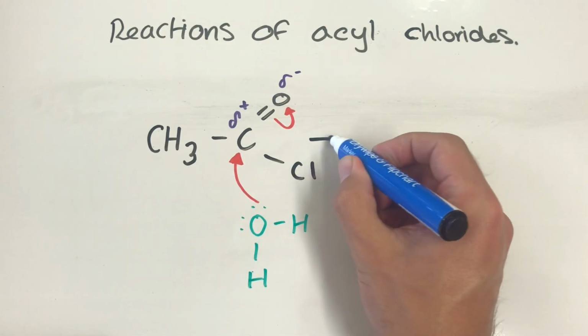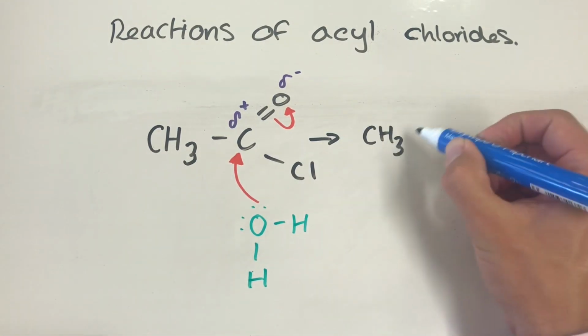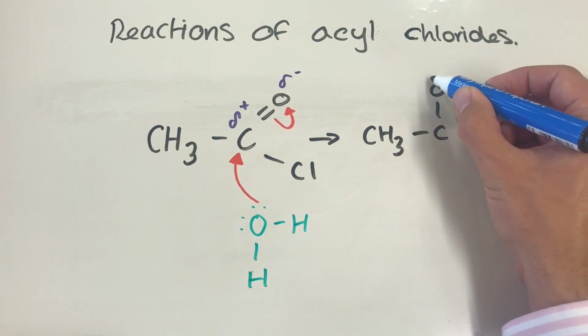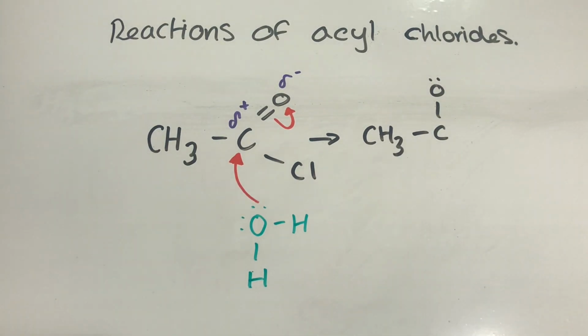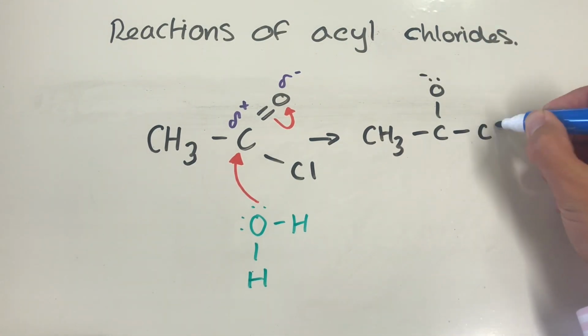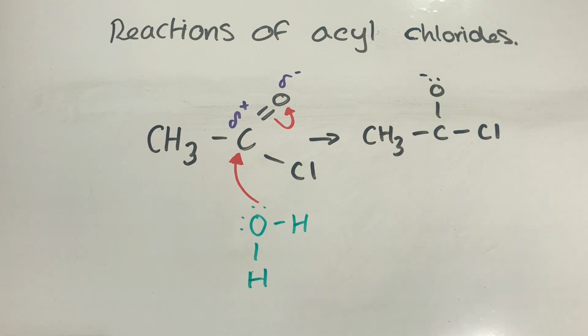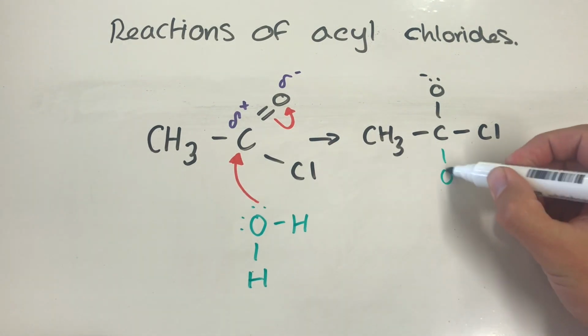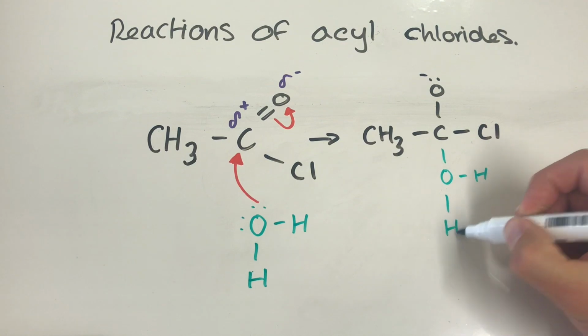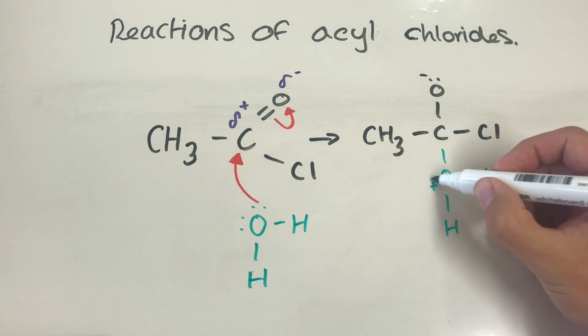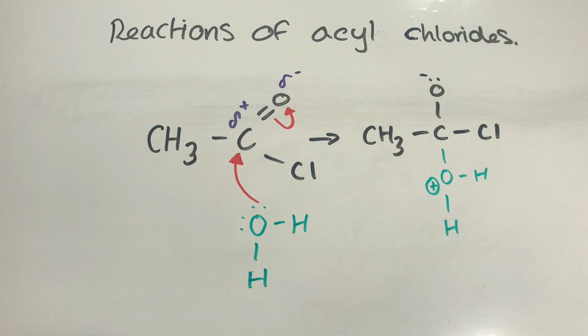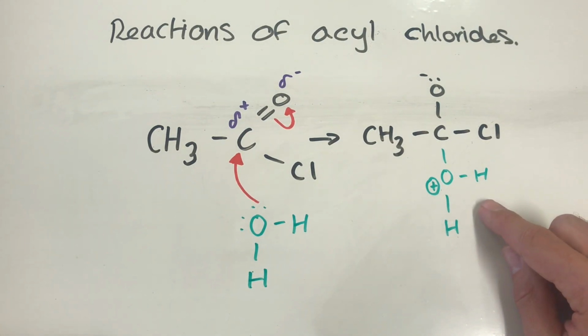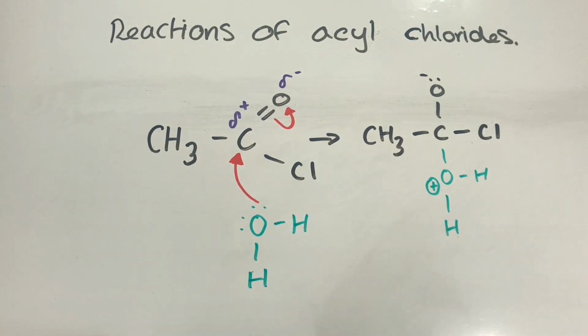We end up with an intermediate where we have the pair of electrons on the oxygen that have been repelled away. We have a negative charge up here. We have the chlorine still attached, and now we have a water molecule attached to our acyl chloride here. We have a positive charge on the oxygen. Our next step is to show how this intermediate then forms the final product. It won't last for long, it's just an intermediate.